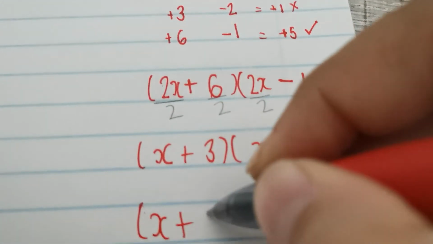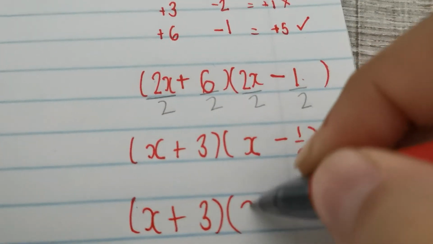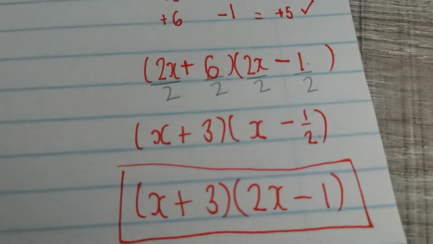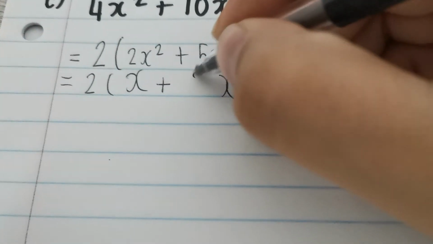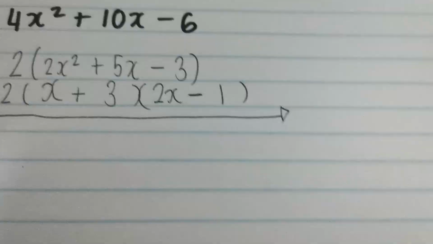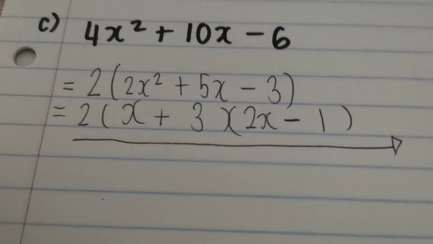So what do? We bump it to the front. 2x minus 1. This is our answer. Let's go write it down. x plus 3 and 2x minus 1. No one's going to know what method we used. There we go. Hope that this helps.